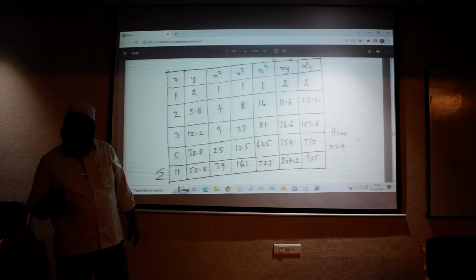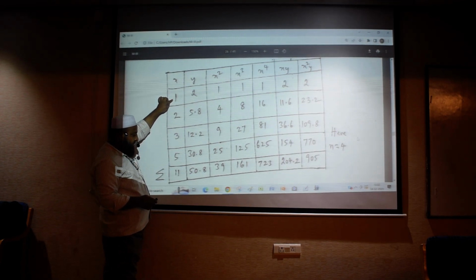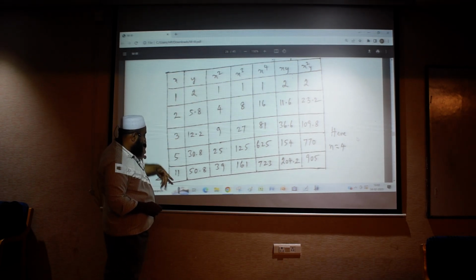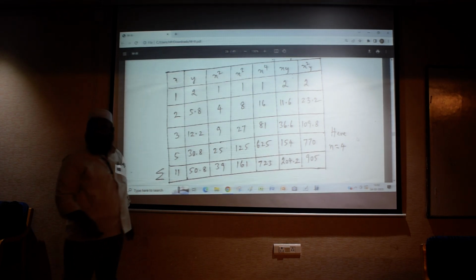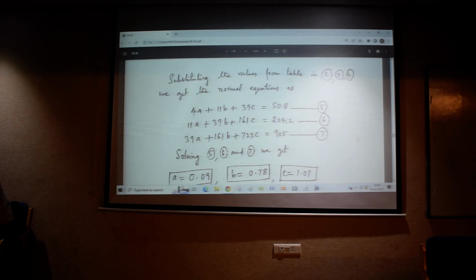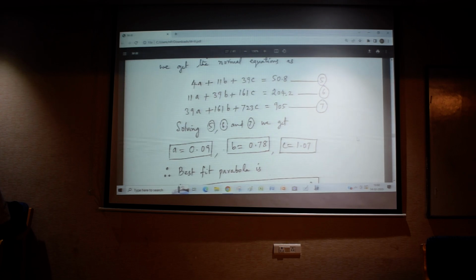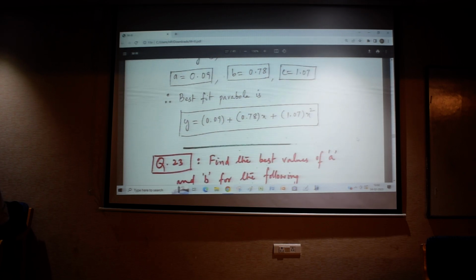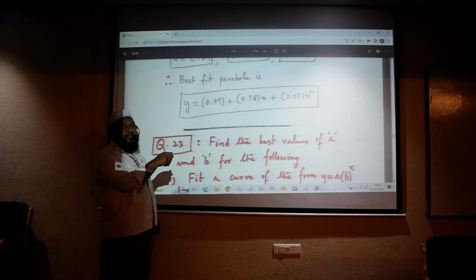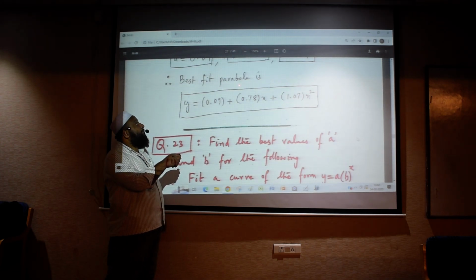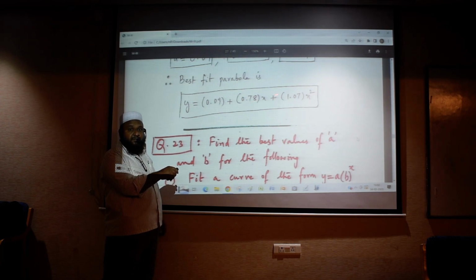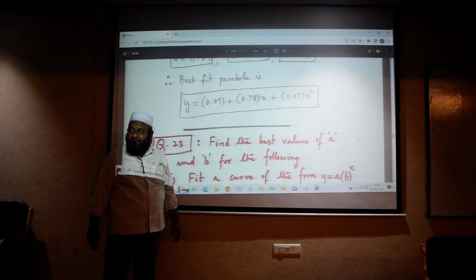What is n here? n is 4. This complete table is 1 point, x value, y value, second, third, fourth, over. And here n is equal to 4. Now substitute n equal to 4 and the remaining values from the table. We'll get the normal equations, and A, B and C will become known. So the best fit parabola, this is called the best fit curve, is y equal to a plus bx plus cx square. I hope you are clear.